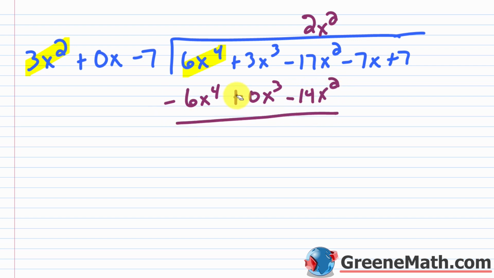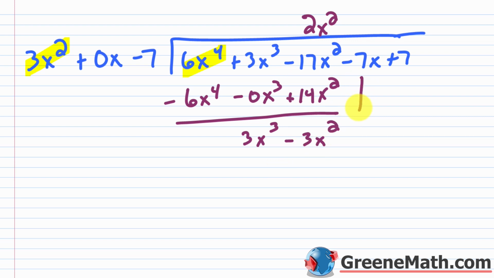Let's go minus, minus, and then this will be a plus. So just change the sign of everything. So obviously 6x to the 4th power minus 6x to the 4th power is 0. 3x cubed minus 0x cubed would be 3x cubed. And then negative 17x squared plus 14x squared would be negative 3x squared.